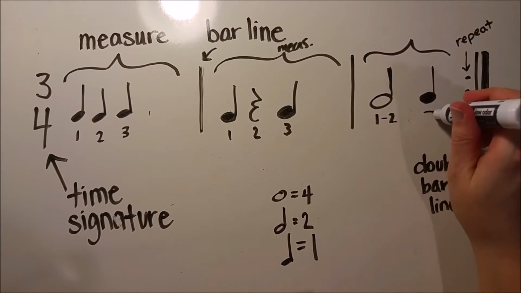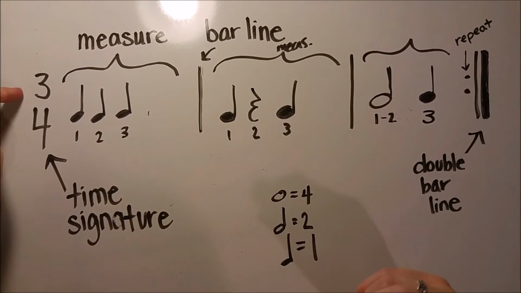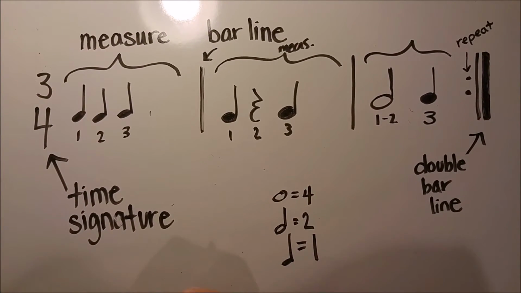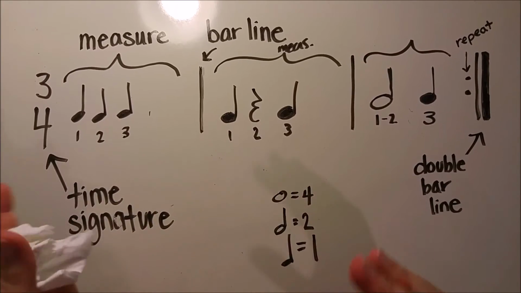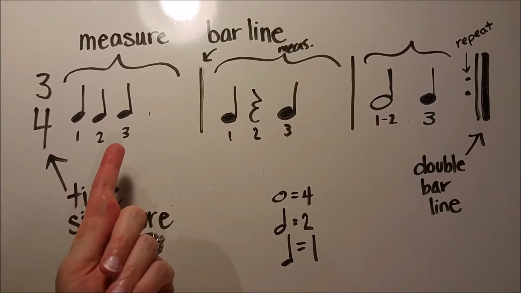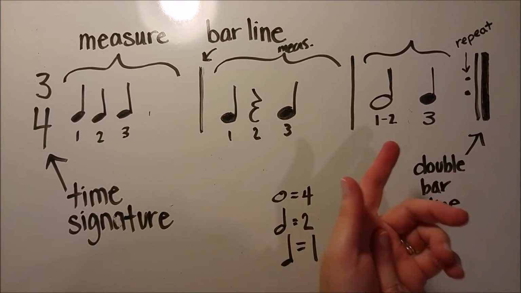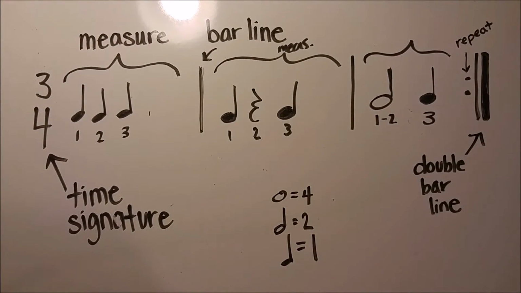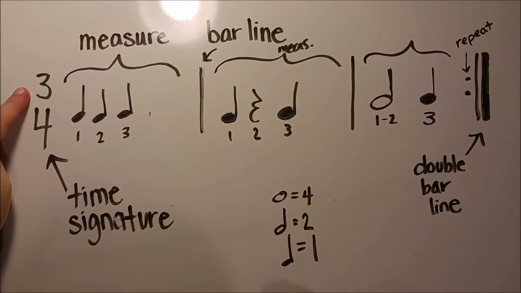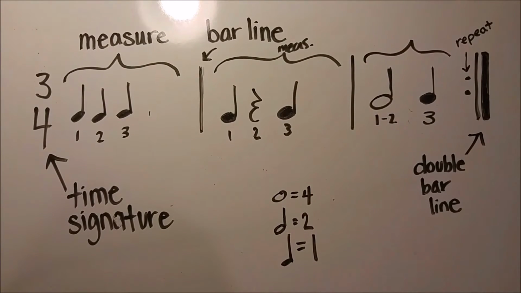So let's do this. Now that's 1, 2, 3. 3, 4 feels like a waltz. And when you dance it, you get the pa pa pa. 1, 2, 3, 1, 2, 3, 1, 2, 3, like that. So the top number is how many beats are in each measure.